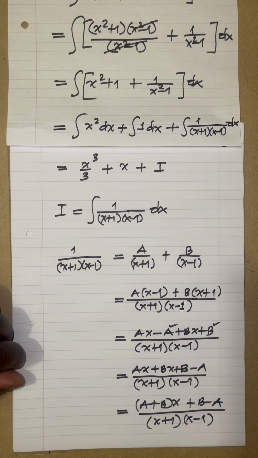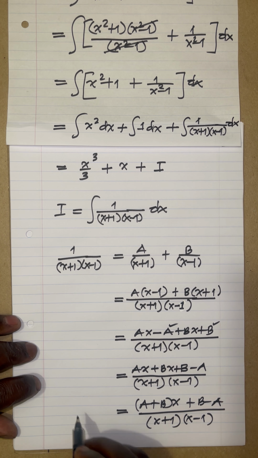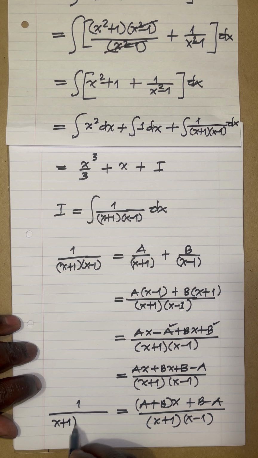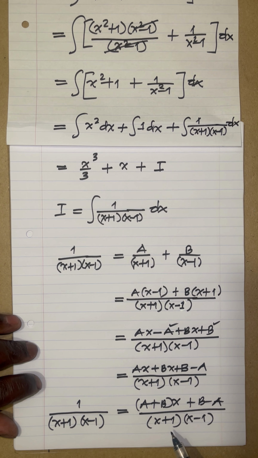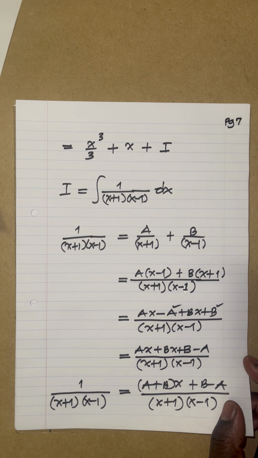Now, what are we saying? We're saying this fraction here is equal to that fraction. Let me just write that expression down here. 1 all over (x plus 1)(x minus 1). Now, notice something, that these two fractions are equal and denominators are equal. Therefore, numerators must also be equal. So what am I saying? I'm saying now that we must equate numerators.